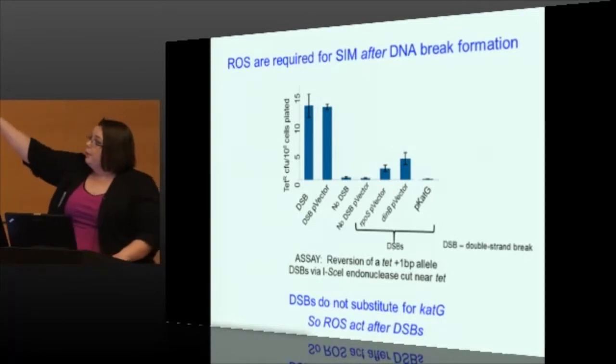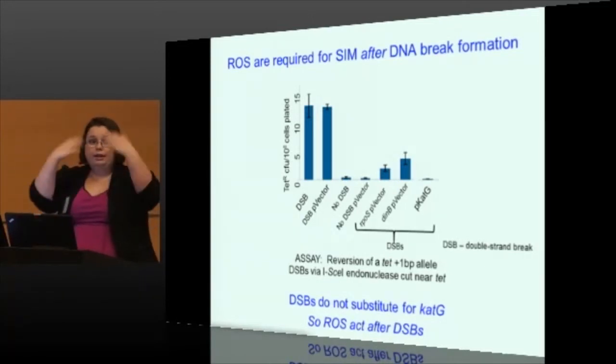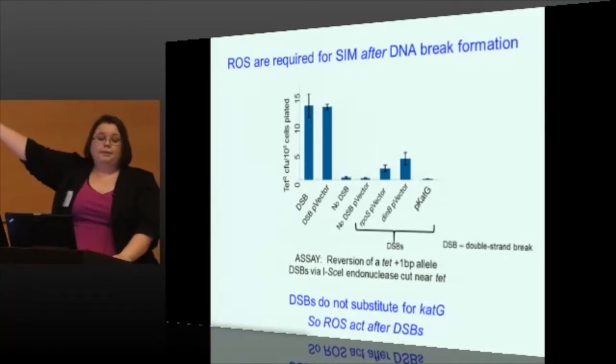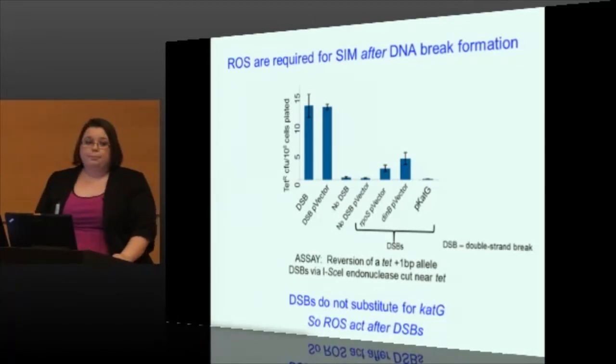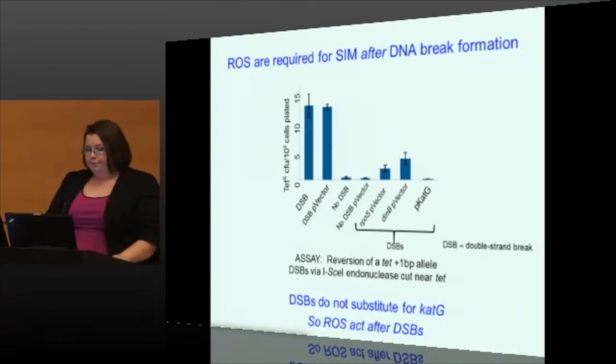And even when we put this in the presence of a DNA double-stranded break, so we're saying, okay, we'll give you a break, do you still need ROS? Well, they did. As you can see in that last bar, that's the overexpression of CatG in the presence of a DNA double-stranded break. So again, whatever ROS is doing, it's not through double-strand break formation.